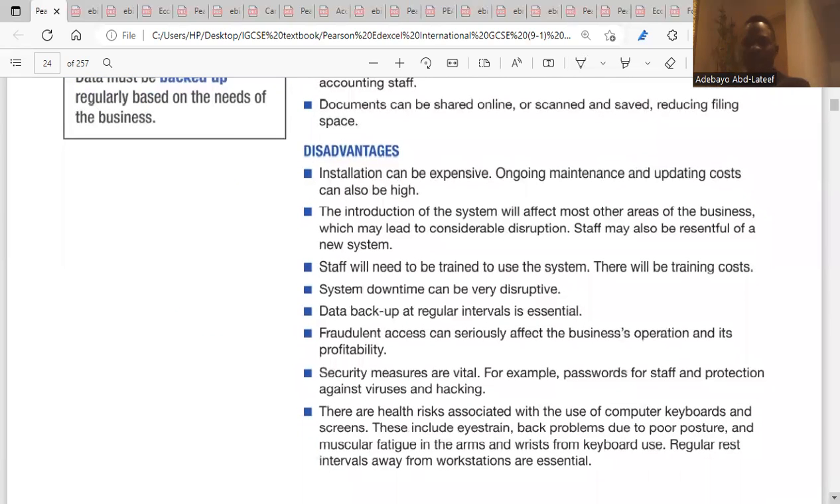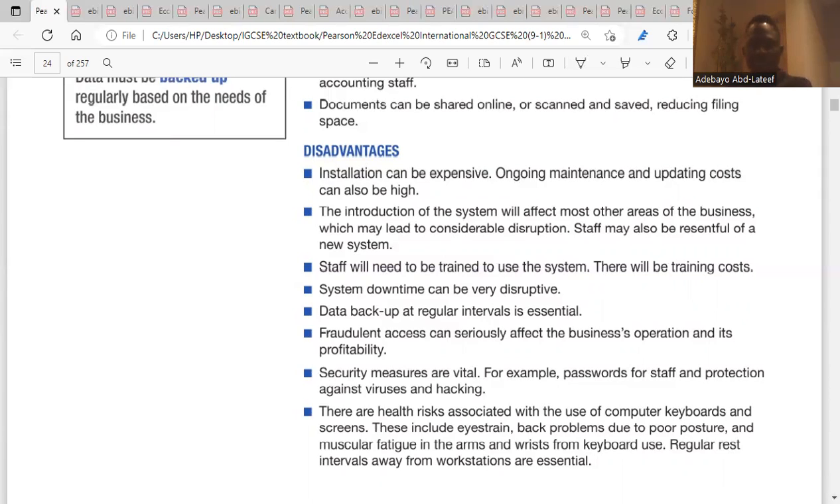What are the problems about accounting software? Number 1, installation can be expensive. Installing accounting software programs might be expensive initially, and the cost of maintaining them is also high. It's expensive to maintain them.